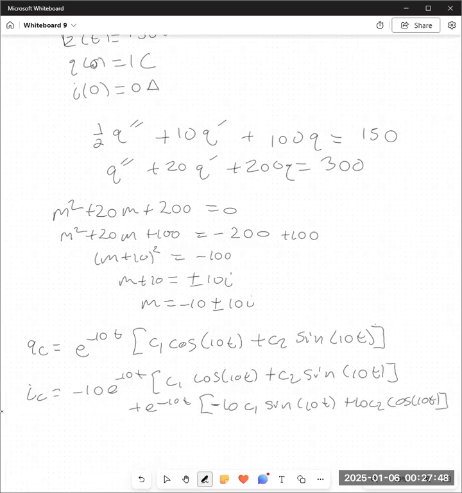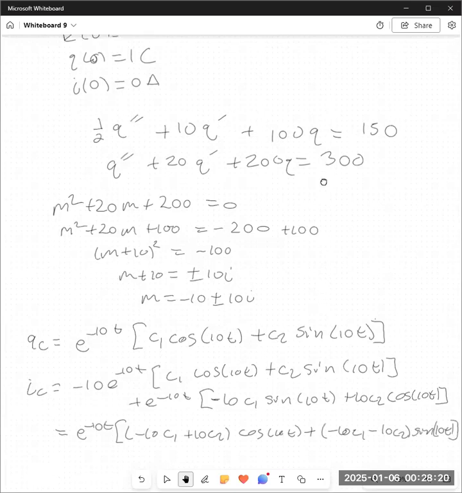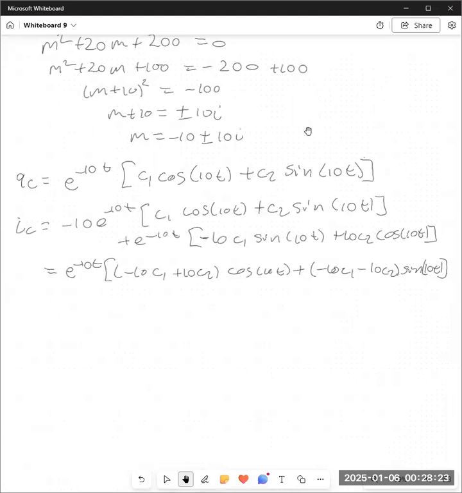And then we go ahead and combine our like terms, and we end up with e to the negative 10t times (negative 10 C1 plus 10 C2) cosine of 10t plus, and then we have (negative 10 C1 minus 10 C2) sine of 10t. And that lets us find our complementary part of our solution.